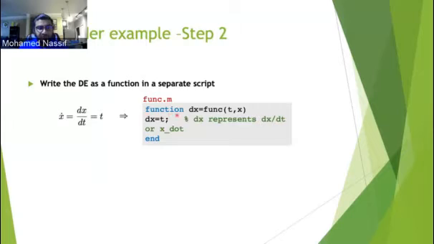We have the syntax function dx equals func, and then t comma x, because those are our two variables. This is the independent variable, and this is the variable that we want to solve for. And we basically say dx equals t, which is what this expression is. So this is just represented by dx, which is the output for the function, and t is just what the differential equation is, and you just end, and that's pretty much it.